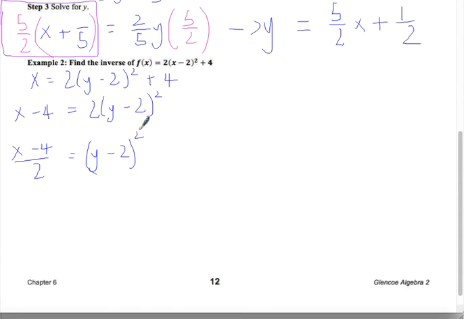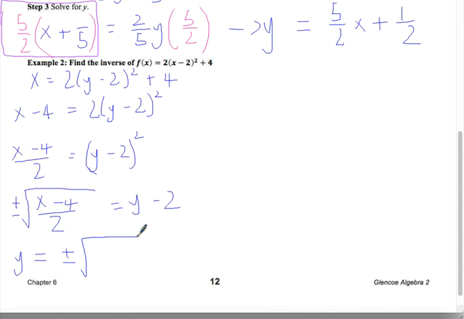And because this is squared and we're introducing a square root to an equation, we have to do a plus or minus square root. So both sides of the square root are the inverse of the function. So plus or minus square root of x minus 4 over 2 equals y minus 2. And then we would add 2. So y is equal to plus or minus square root of x minus 4 over 2, plus 2.